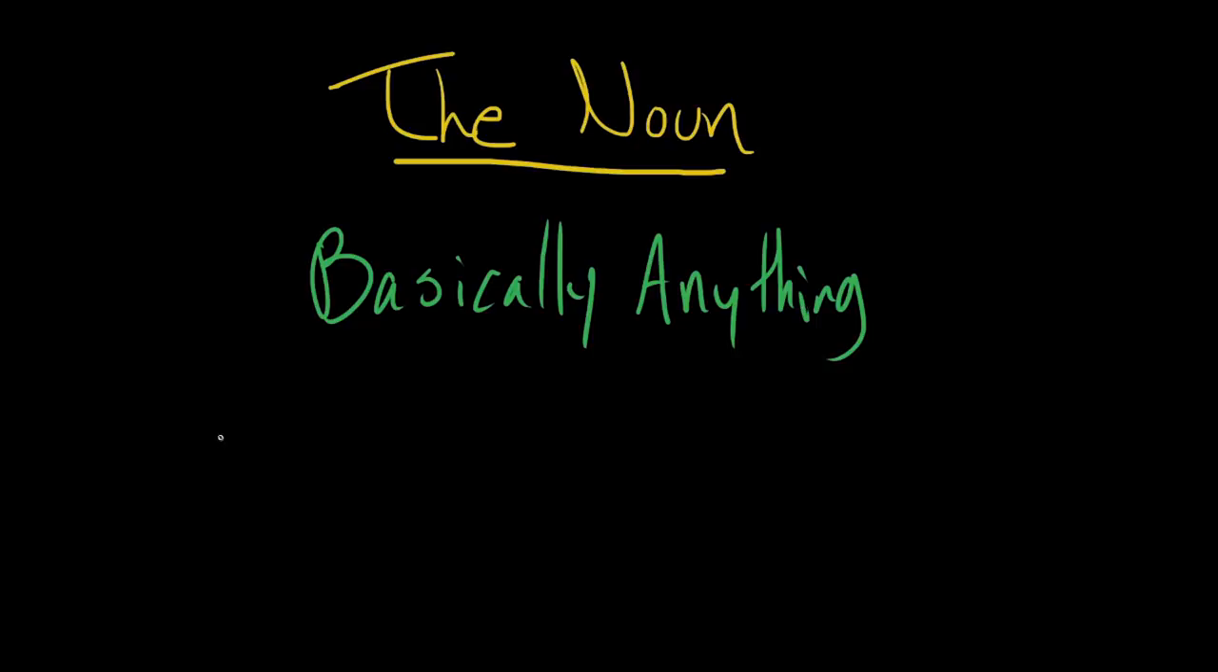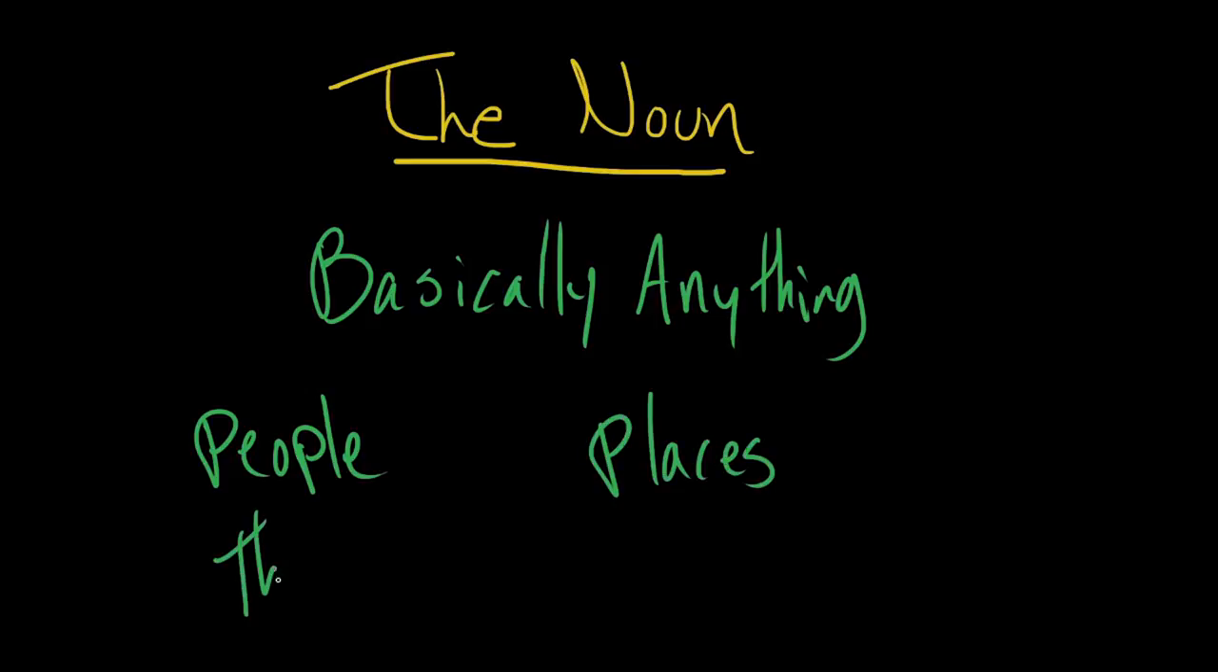that nouns are people or living things, places, things, or ideas. I think ideas is the one that usually gets left out. So nouns can be people, places, things, and ideas. Let's put that in action.